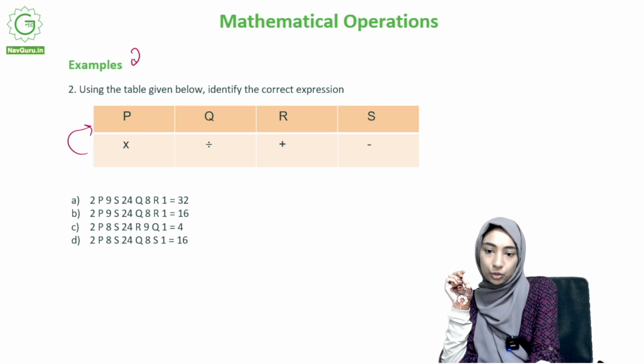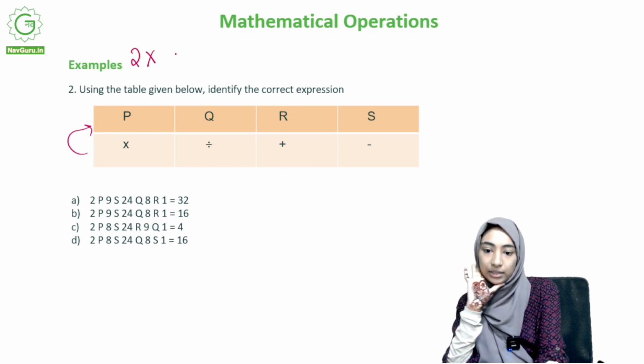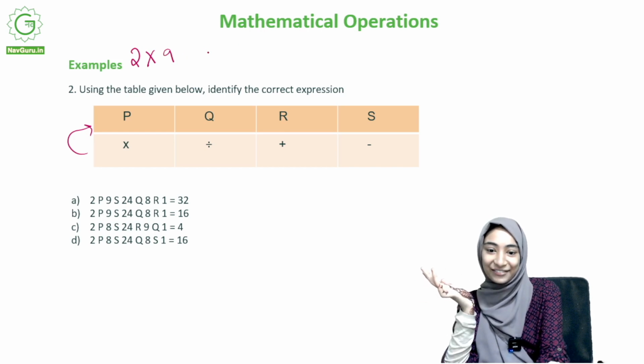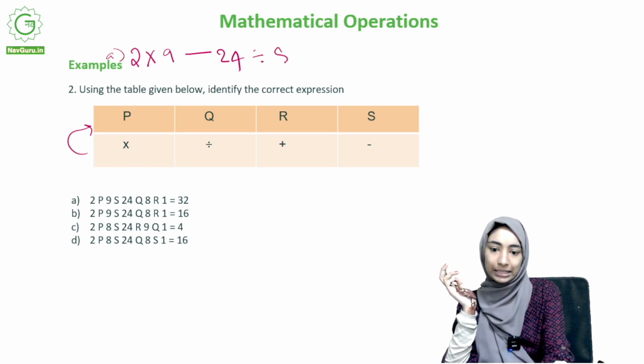Okay, so let's try this. I'll write it here. 2, what is P? Multiplication. 9 is 9 itself. S is subtraction. 24. I'm just writing this first option. Q is division. 8. R is addition. 1 equals 32.